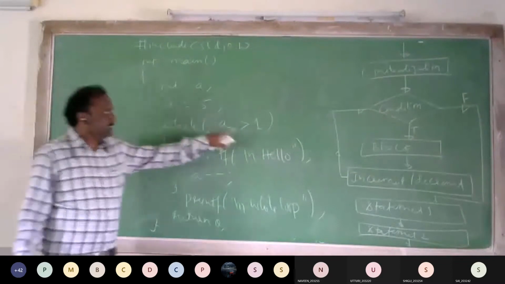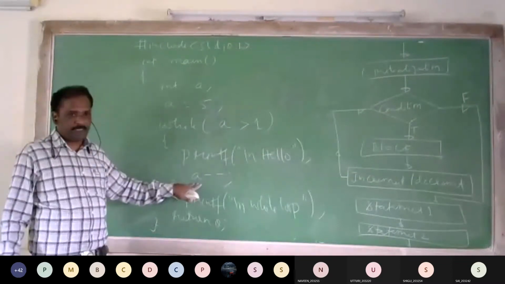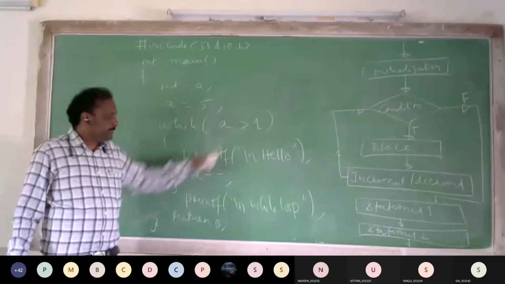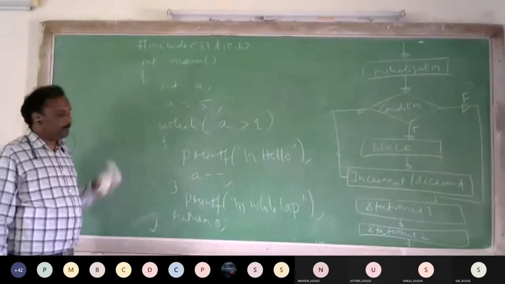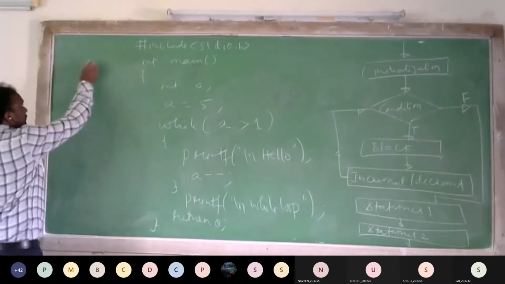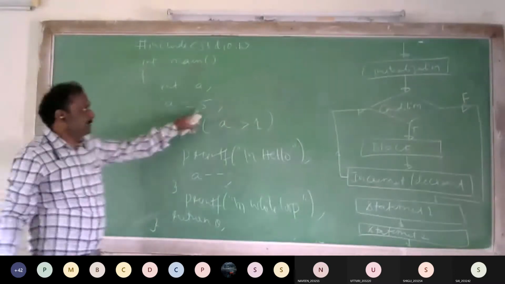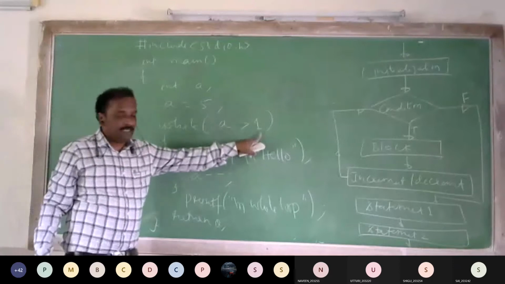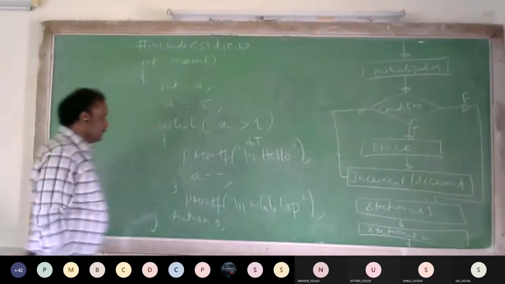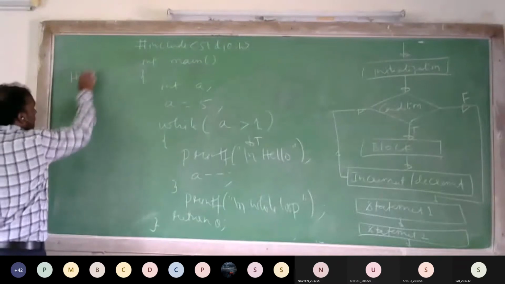This is initialization, this is condition, this is increment or decrement. These three expressions are common for all the loops: while loop, for loop, do while loop. Now, what is the A value? A value is 5. 5 is greater than 1? Yes, it is greater than 1. True means inside. So what it will print? It will print hello.